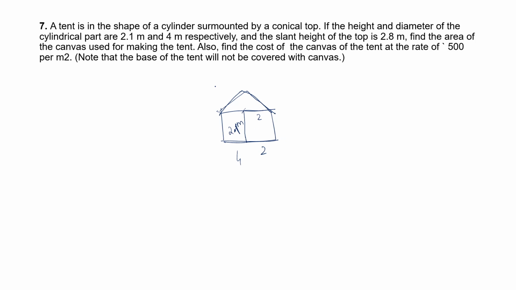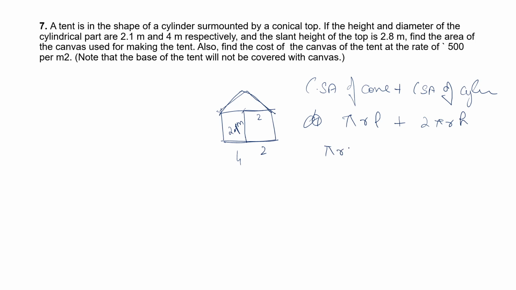So what you have to find is how much cloth is required for making the tent. You have to find the CSA of cone. Cloth means outer surface area, so CSA of cone plus CSA of cylinder. So it is pi r l plus CSA of cylinder, which is 2 pi r h. Substitute all the values, pi r into l plus h. So what is the height of the cone given?